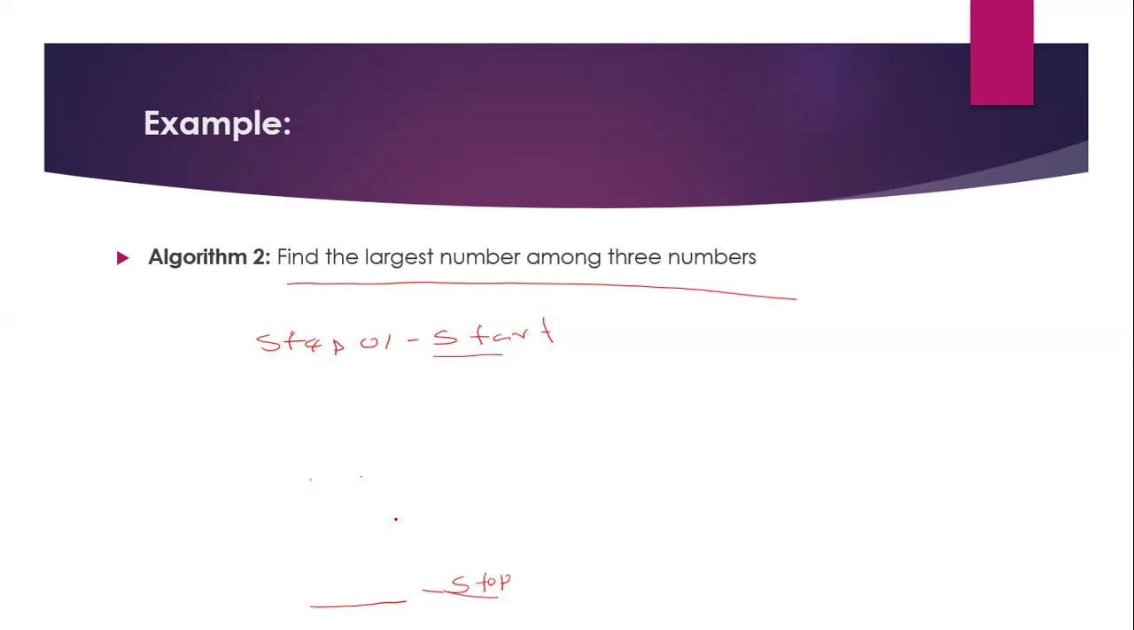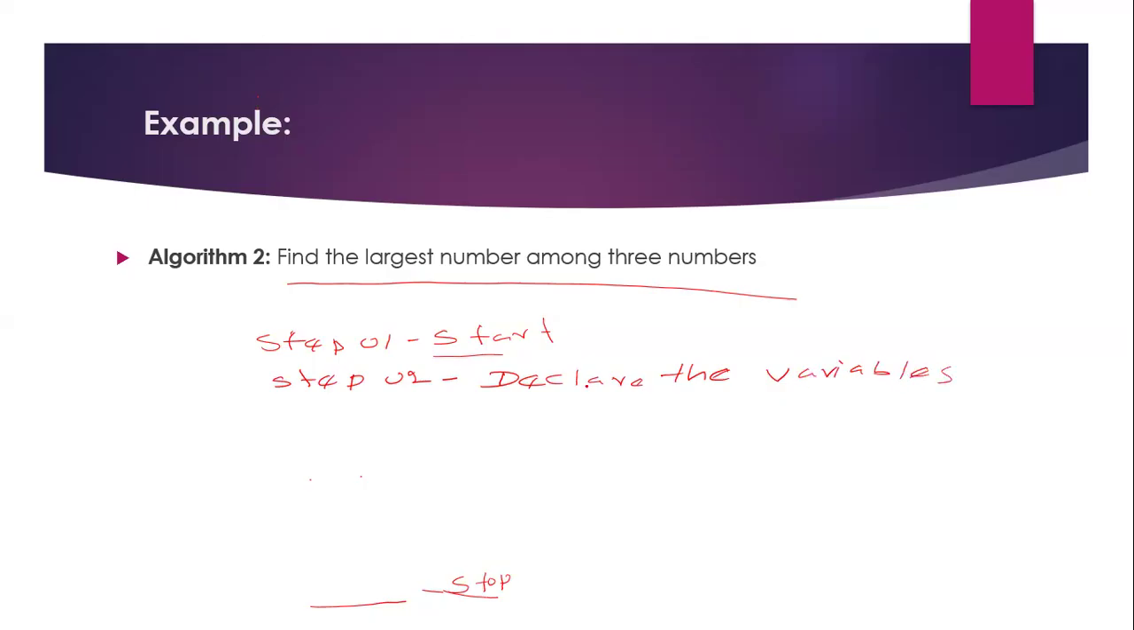Now think from the previous algorithm question: you remember we cannot get the three numbers' values directly. So what do we have to do? We have to declare the variables here as well. In step 2, I have to declare the variables. Normally we have to do this.